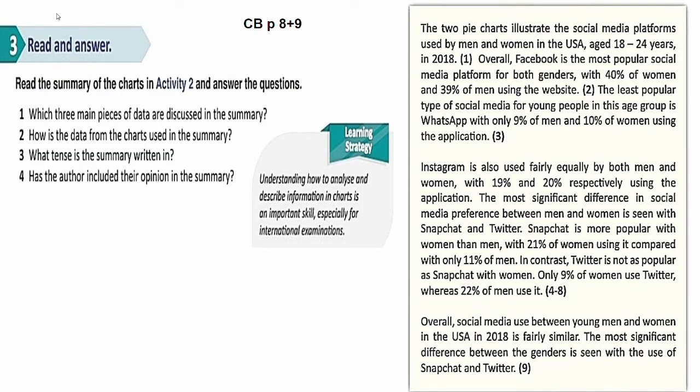Now we have the third task, which is on your classbook, page 8 and 9. Read the summary of the charts in activity 2 and answer the questions. And this is the summary. We have 4 questions. Which 3 main pieces of data are discussed in the summary? Question number 2, how is the data from the charts used in the summary? Question number 3, what tense is the summary written in? And finally, has the author included their opinion in the summary?